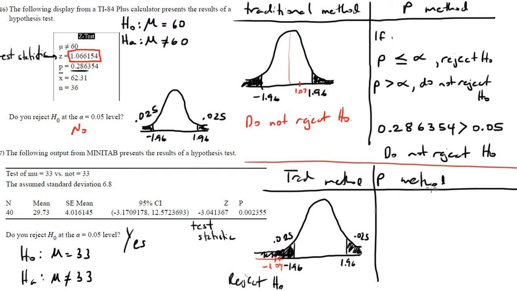Now let's check the P method and see if it works. P is 0.02355. Alpha is 0.05. Let's check which is larger. The zeros are the same. Here 5 is larger than 0. So alpha is larger. So my p-value is less than alpha. I always write my p-value first because that's how we're comparing them. My p-value is less than alpha. Reject the null hypothesis.